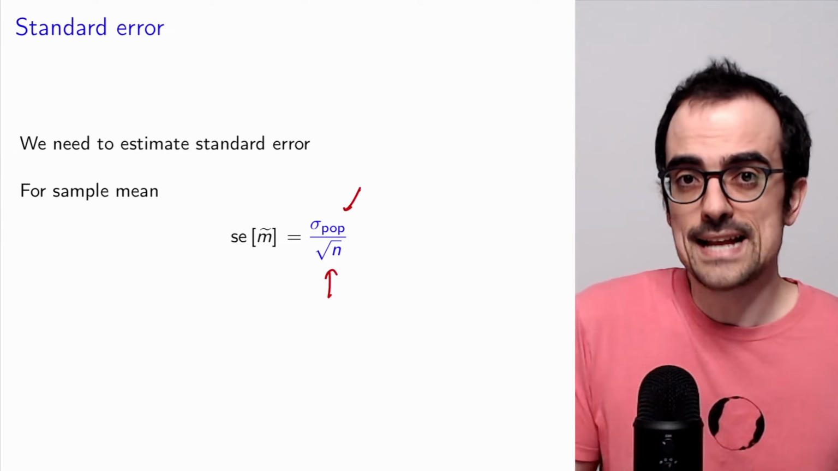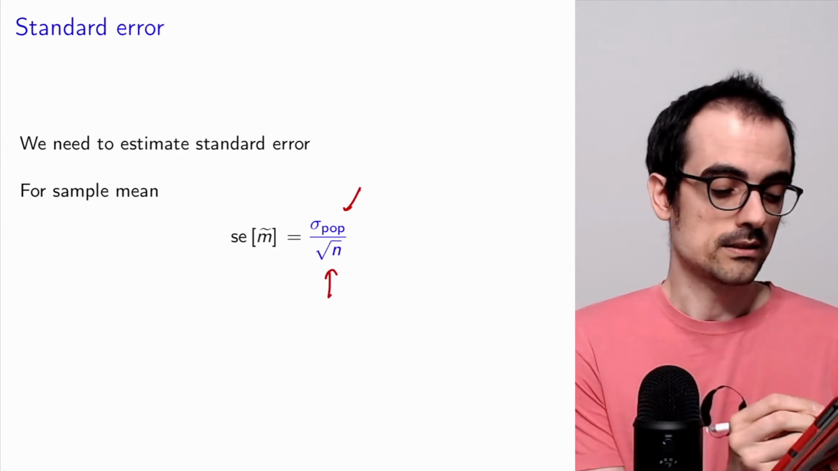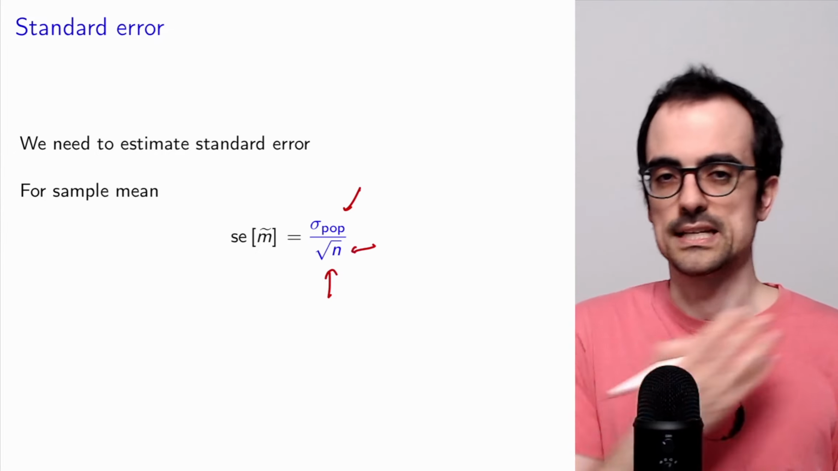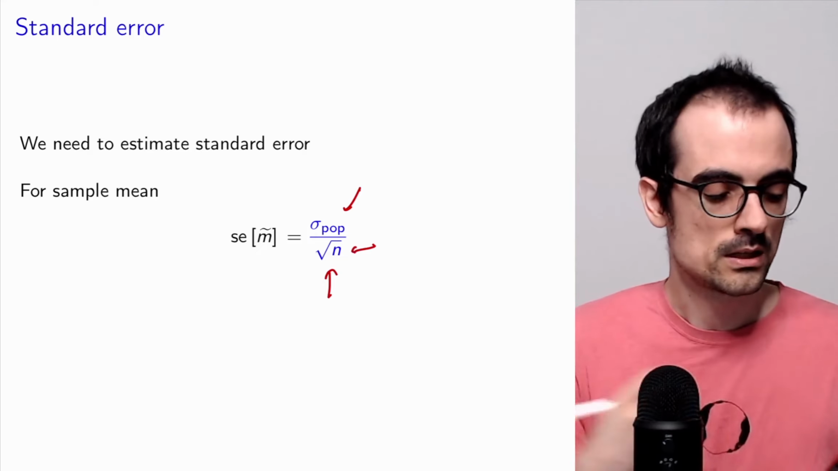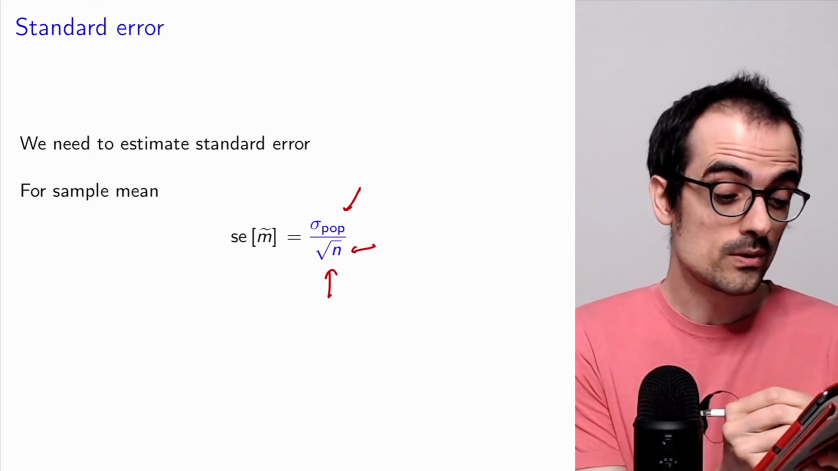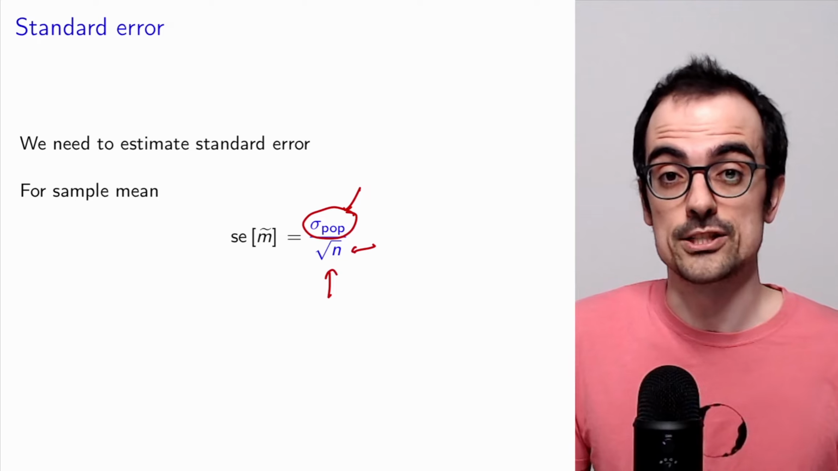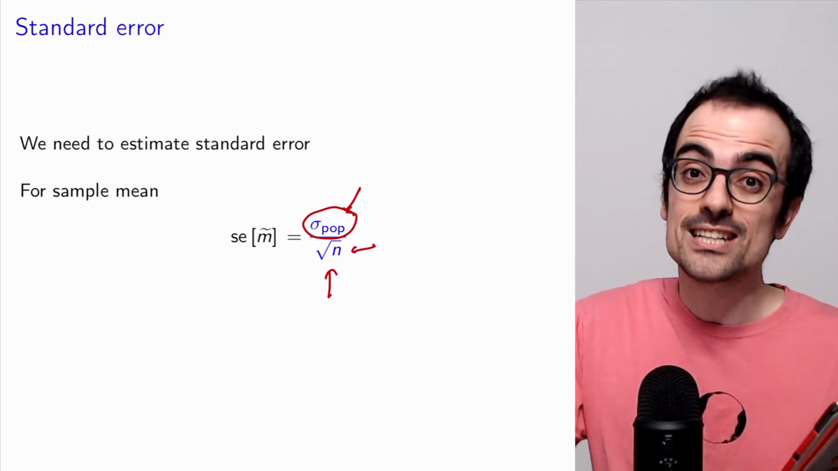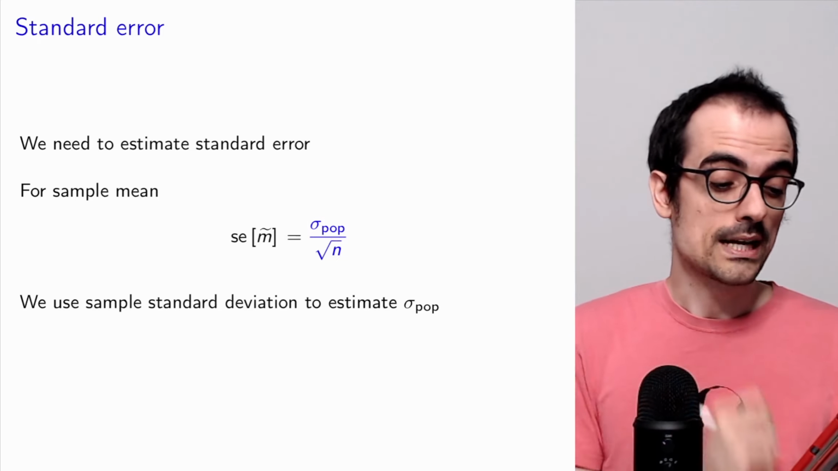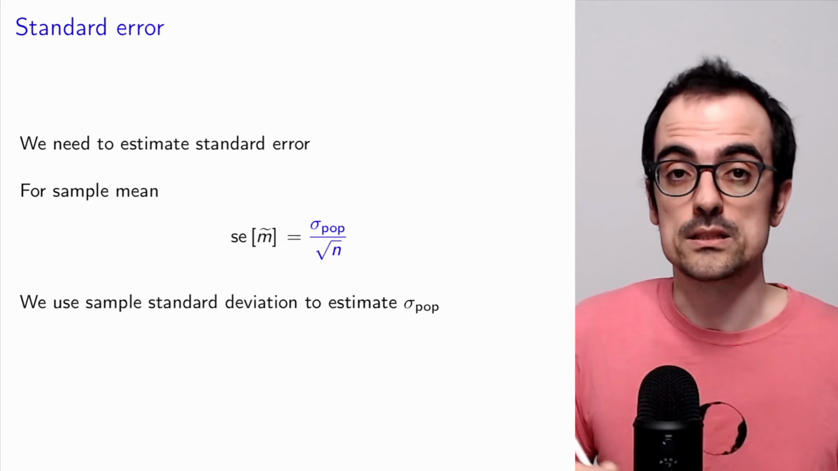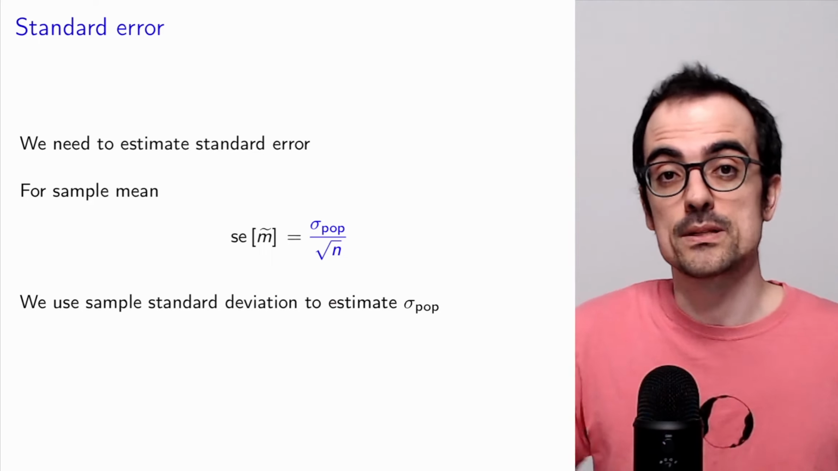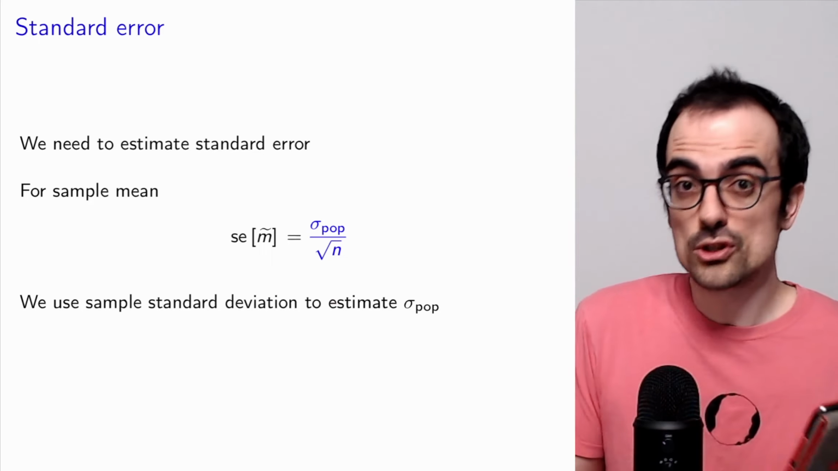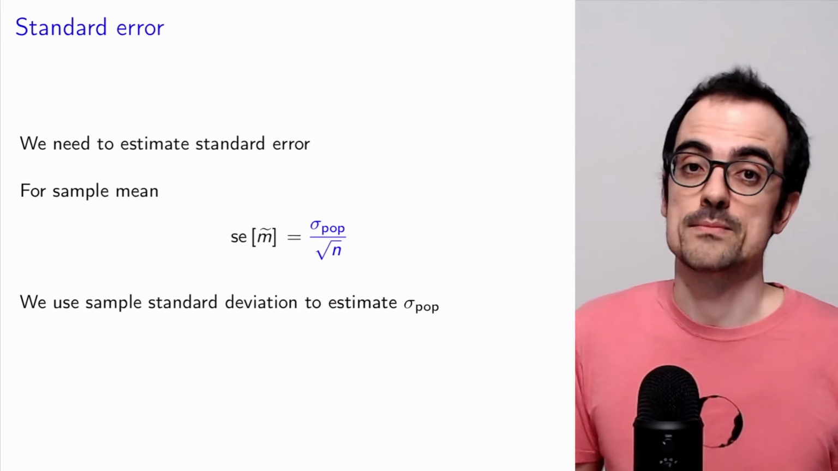Square root of n, where n is the number of measurements. That we know, right? This guy we know, the number of measurements. In our example, we're taking 400 measurements. However, we do not know the population standard deviation. But we can actually estimate it from our data. We can replace that population standard deviation by the sample standard deviation, and this usually works quite well unless the number of measurements is very small.